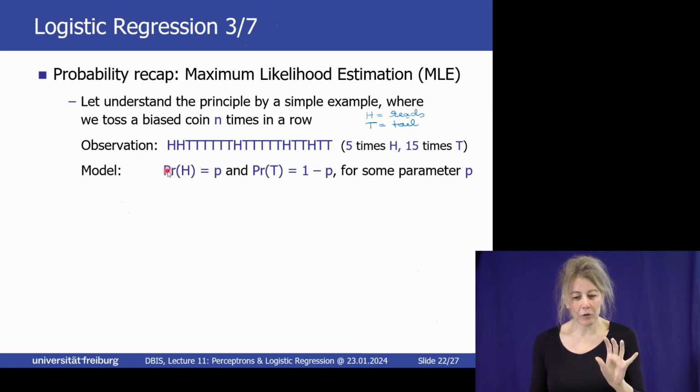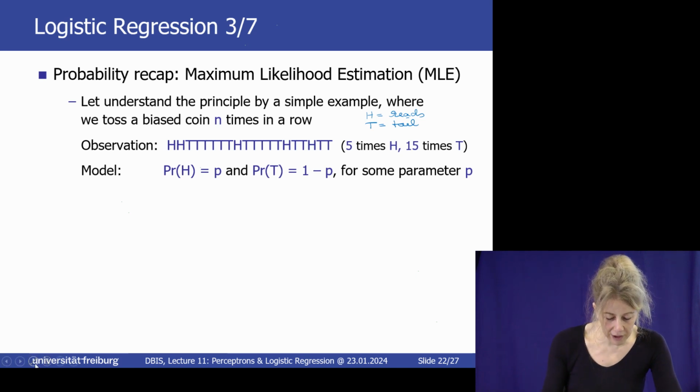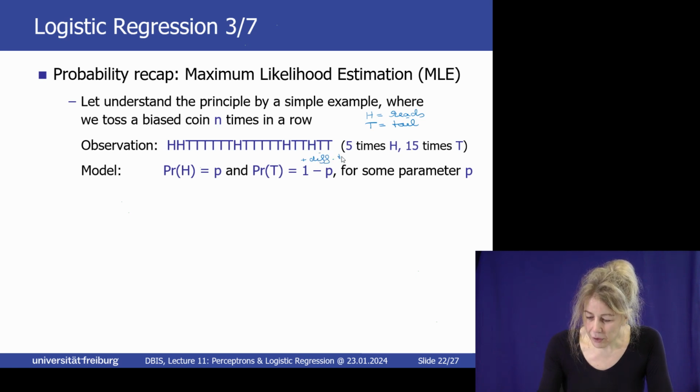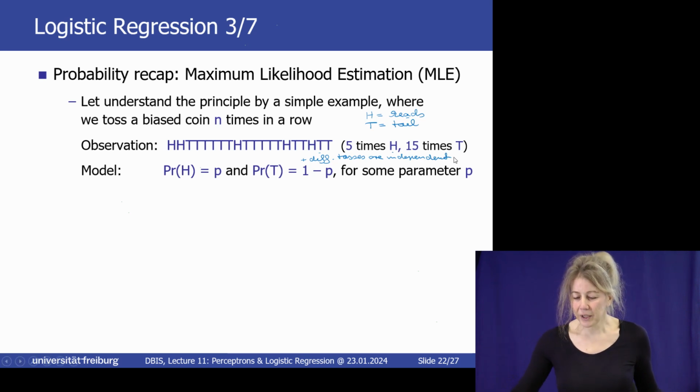So that's my model, and also, and I should write this here, independent. That's also implicit. So different tosses are independent. The outcome of the third toss has nothing to do with the outcome of the first one or the fifth one. Independent.